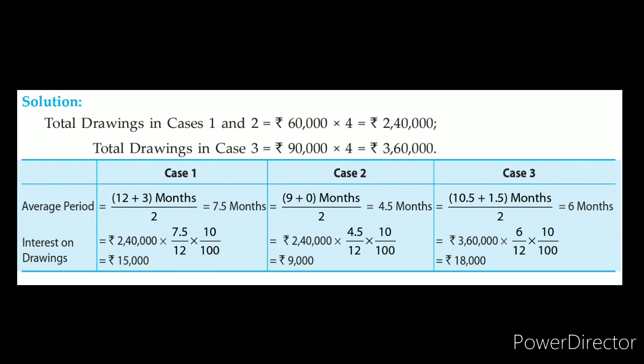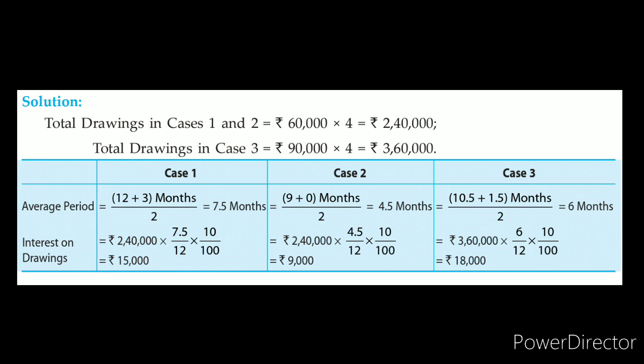And the amount will be 2,40,000, because 60,000 will be multiplied by 4. 2,40,000 into 4.5 divided by 12, that is the average period we have calculated for the end of each quarter, and the percentage as per the partnership deed is 10%. So the answer will be 9,000.